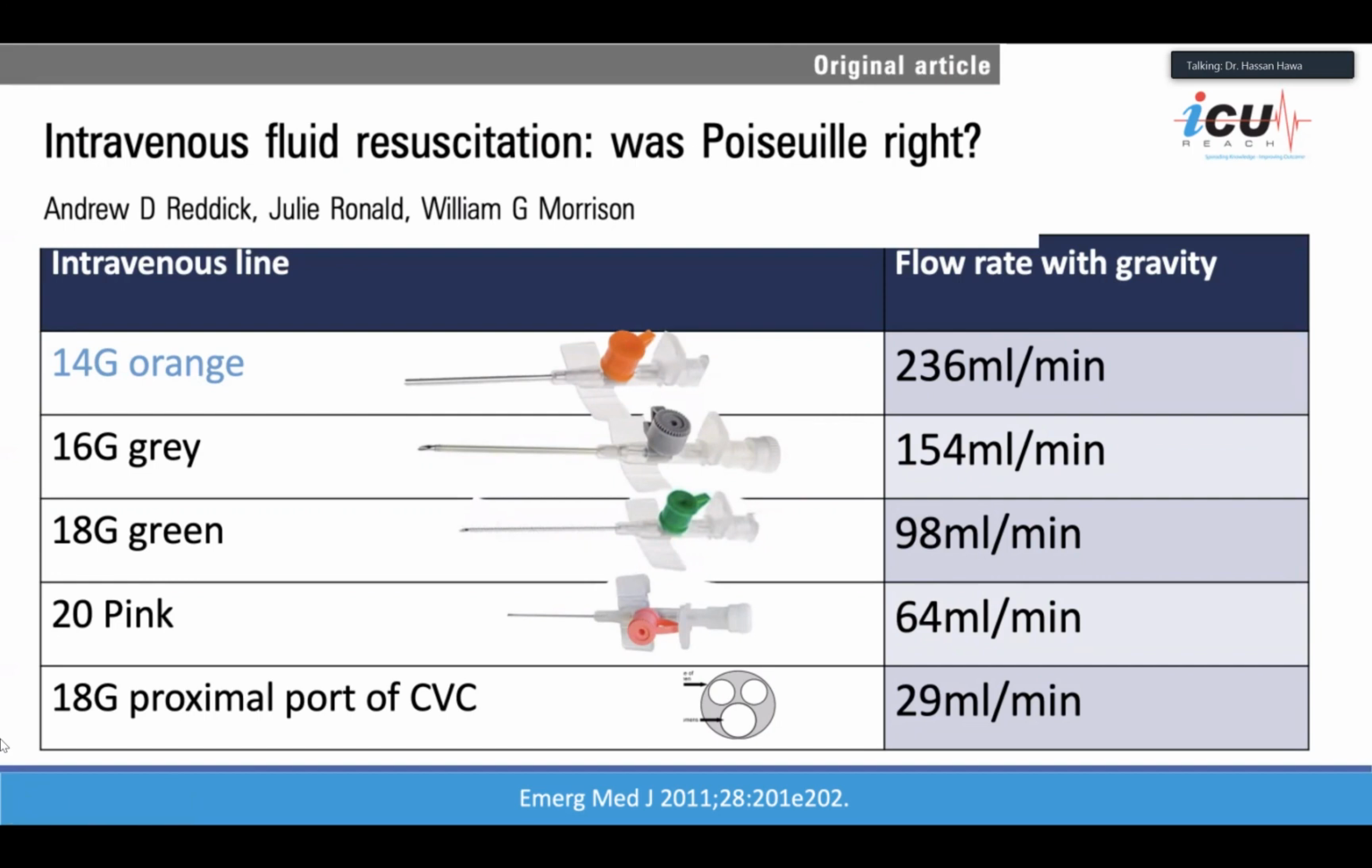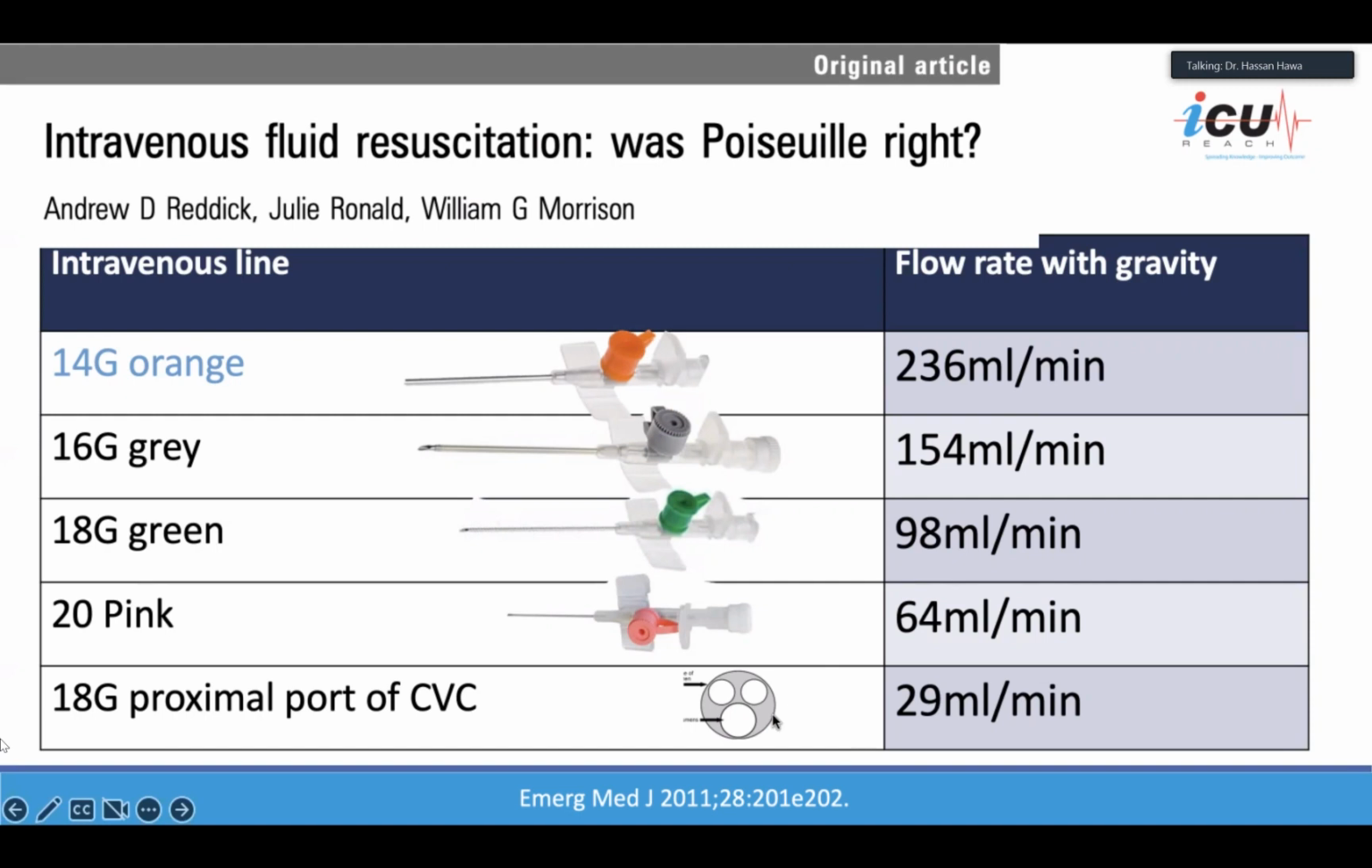Remember, when you are dealing with hypovolemic shock, you need to reach out for really wide bore cannulas. So I would say green and above. Because look, if you waste time trying to insert a central venous catheter, then the flow of fluids through the 18 gauge port of the catheter would be only 29 ml per minute, almost a third of what you can achieve with a green cannula.